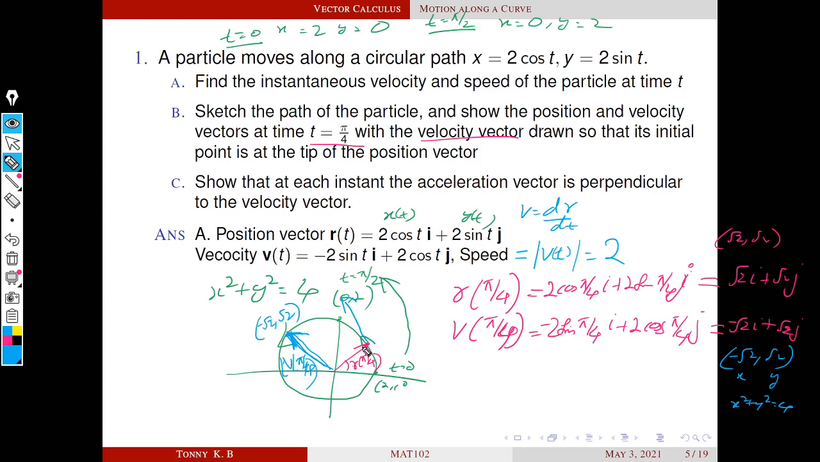And the modulus of this vector is nothing but the speed. We know that the speed is 2. Okay. These are the things.